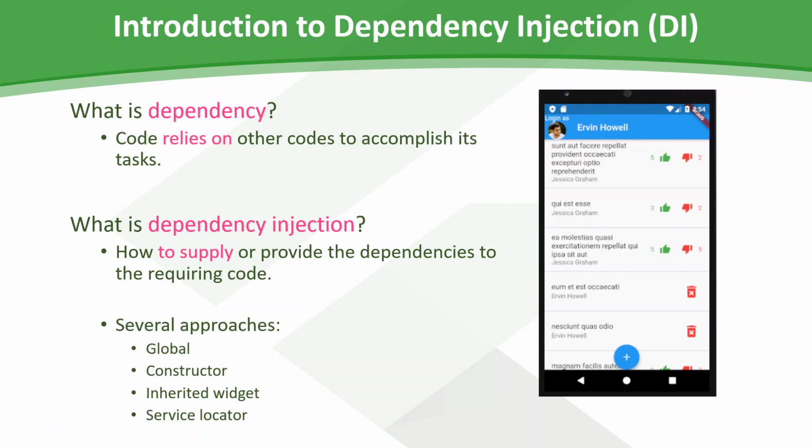And in this video, we are going to look at several approaches of provisioning the dependencies, starting from the global approach, then the constructor way, then inherited widget, and finally the last one, which is service locator. The service locator is the one that we are actually going to use later in our architecture.